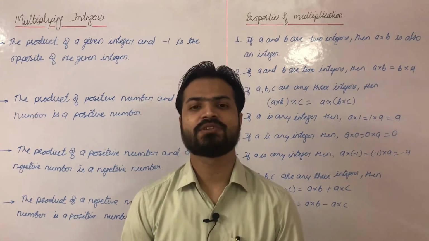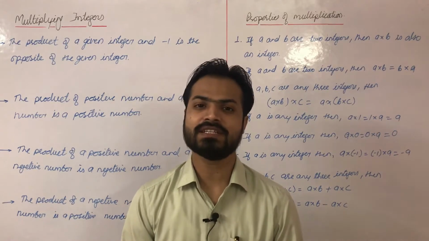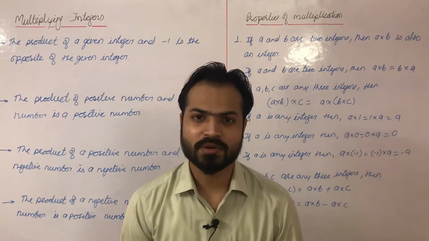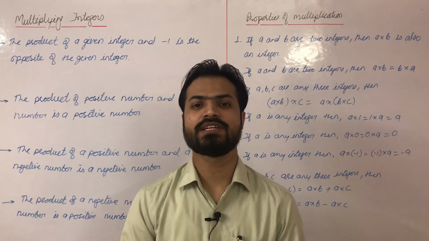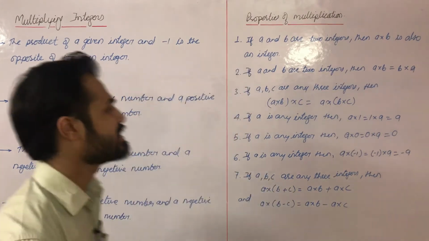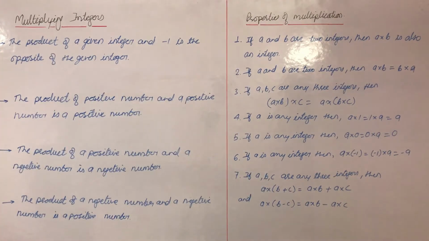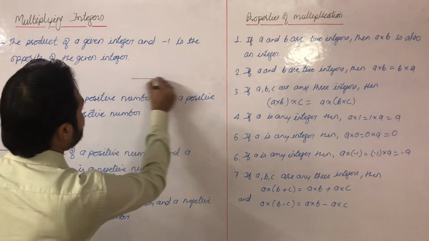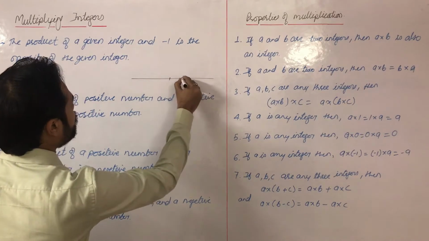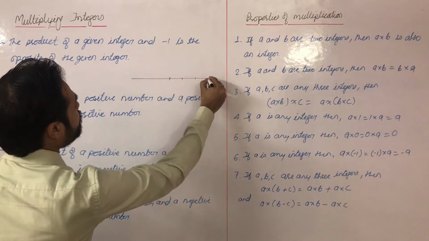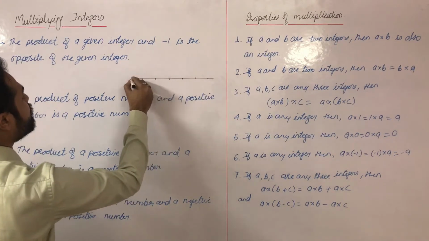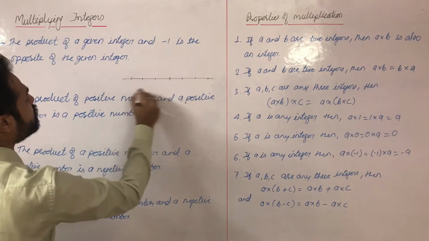In today's class we are going to discuss multiplication of integers and we will see different properties of multiplication for integers. So let's see. First of all, the product of a given integer and minus 1 is the opposite of the given integer. It means for finding the opposite of an integer, we can multiply that integer by minus 1.